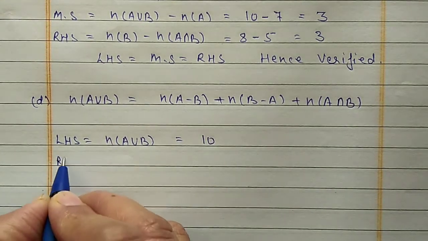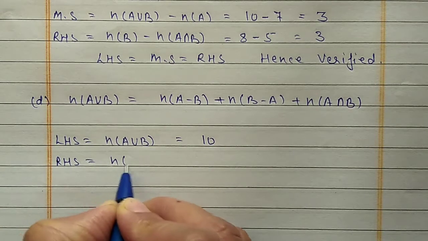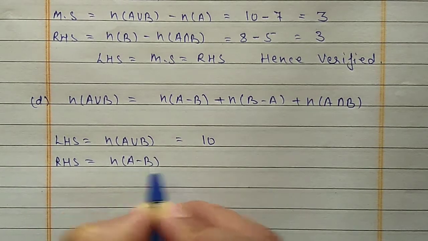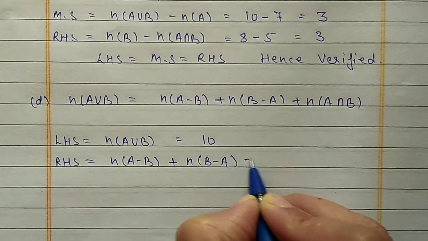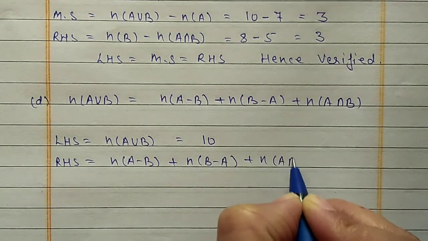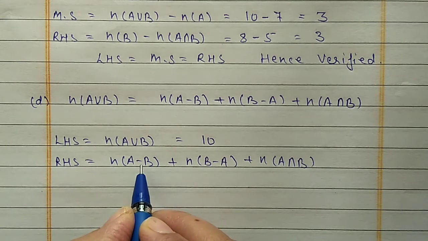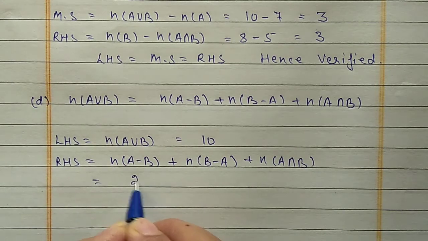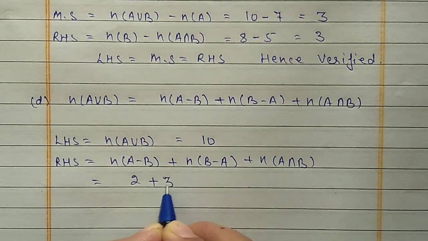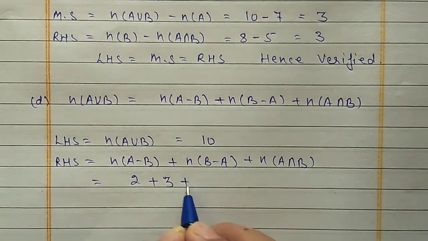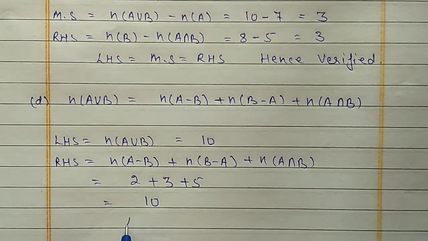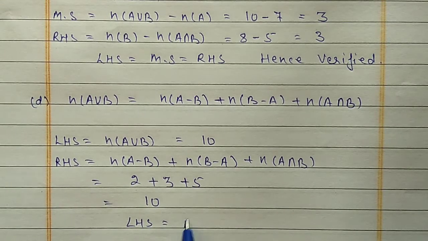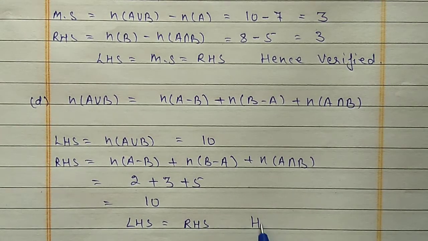Now the right side: n(A difference B) plus n(B difference A) plus n(A intersection B). So A difference B we got 2, B difference A we got 3 and the common elements were 5. So 2 plus 3 is 5, and 5 plus 5 is 10. So we got the left side equal to the right side, hence verified.